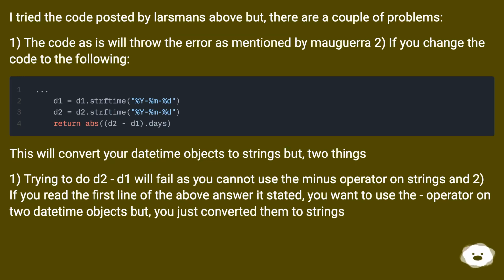this will convert your datetime objects to strings, but two things. 1. Trying to do D2 minus D1 will fail as you cannot use the minus operator on strings, and 2. If you read the first line of the above answer, it stated you want to use the operator on two datetime objects, but you just converted them to strings.